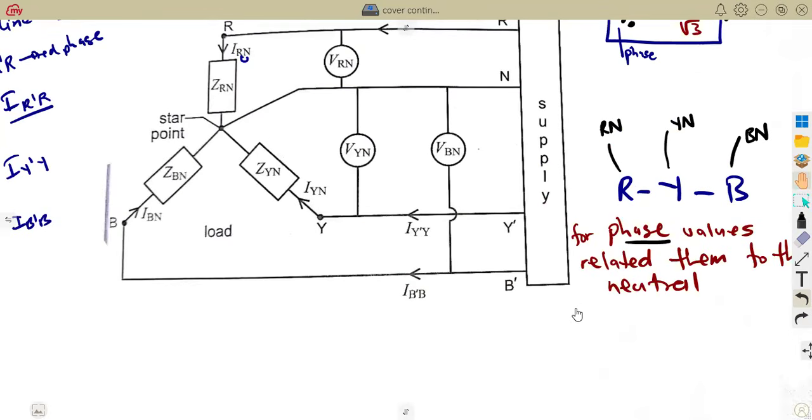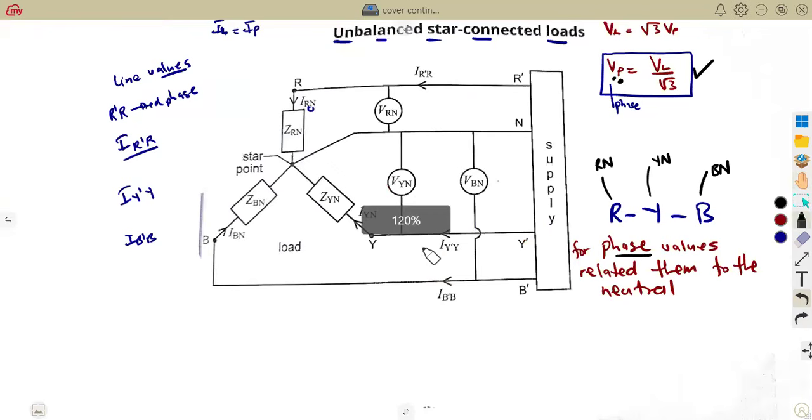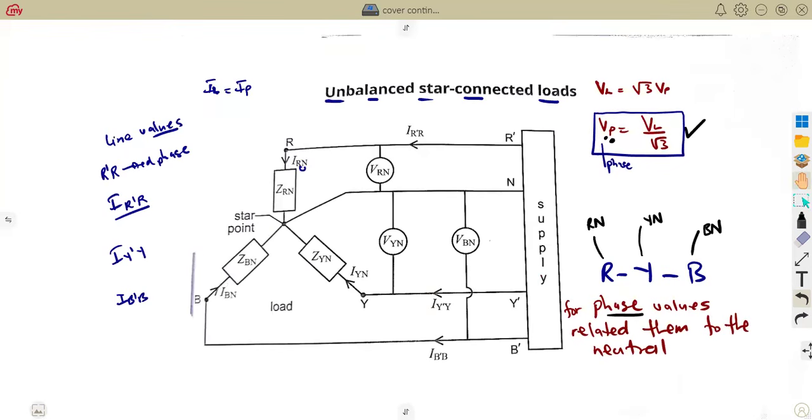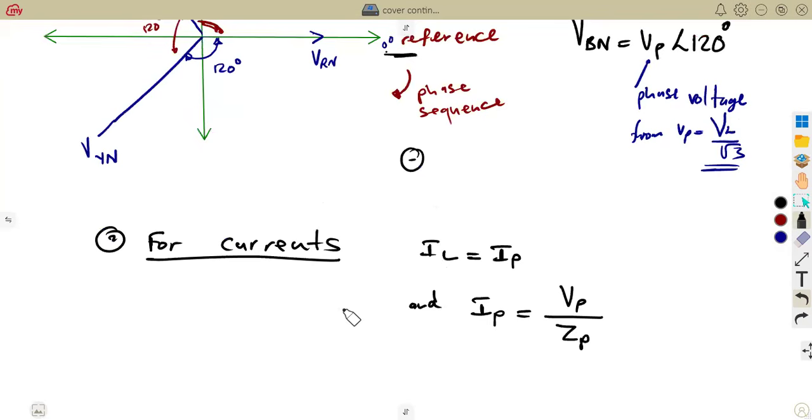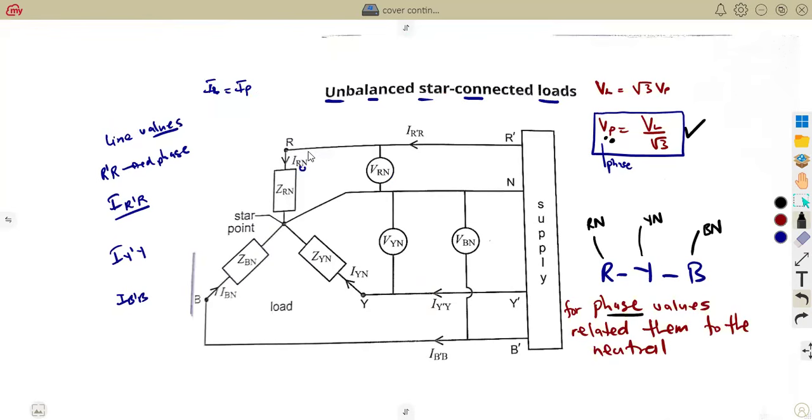I think I mentioned, when dealing with this three-phase unbalanced load, you treat them as phase values and as a single phase. So you treat each current on its own. For phase values, when you're dealing with current, they're different. The phase currents that we have here, IRN, IYN, IBN, these are the phase values. They will be different because it's unbalanced. Remember, I said the power drawn from the supply is different, so those currents also will be different.